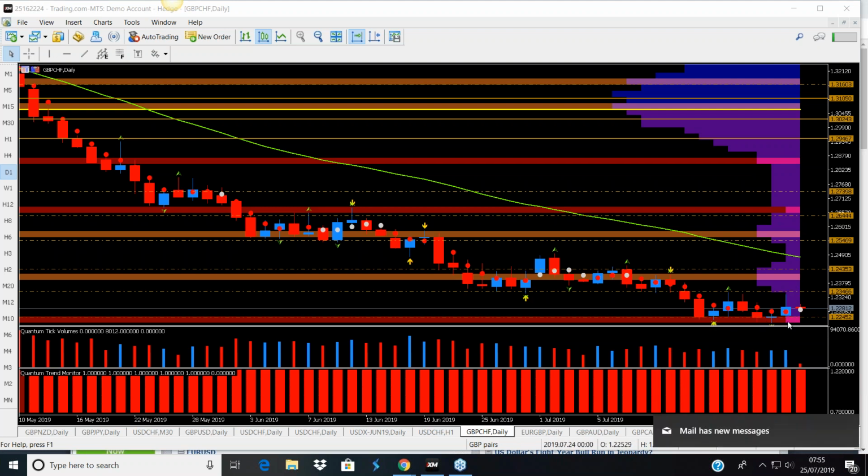As you can see here, it had conformed to the overall bias of the daily, but that is at the end of the day. But look by how much it actually moved higher. So there was in that candle a substantial amount of pound buying.